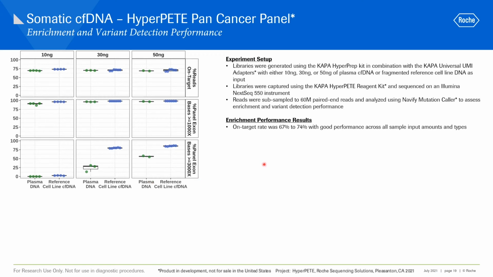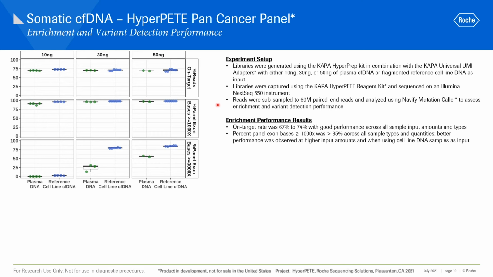So on target rate was between 67 and 74% with good performance across all sample input amounts and types. So here, plasma cell-free DNA is in green and the reference cell line and cell-free cell line DNA is in blue. So you'll see on target rate is very stable and is similar across all different input amounts and types of input material.